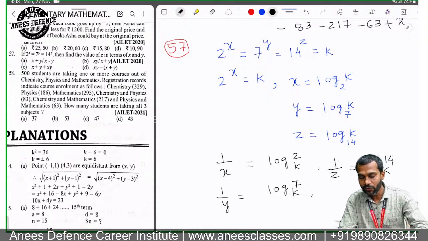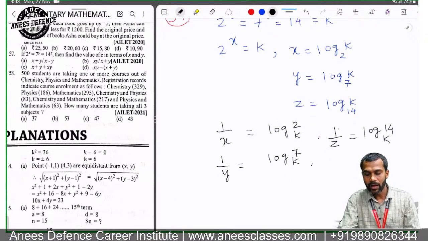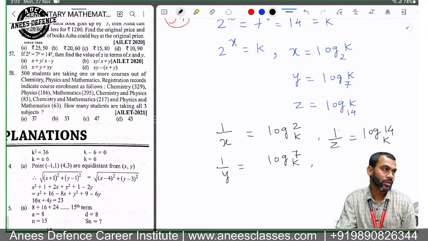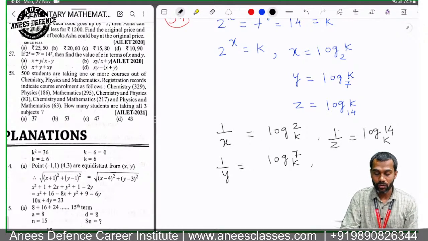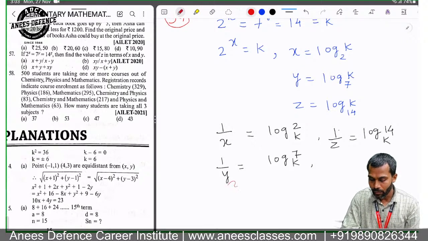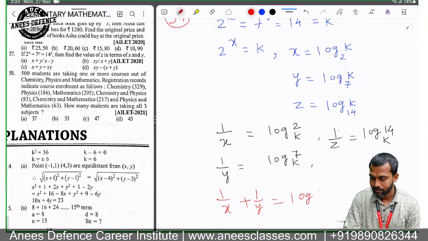Now, if you add the first two, 1 by x plus 1 by y, applying the properties of log, a plus log b is equal to log ab, keeping the base same. So can I write 1 by x plus 1 by y is equal to log 14 base k, which is 1 by z? 2 into 7 is 14. I'm skipping some of the steps. I hope you are getting it. And that is equal to 1 by z.